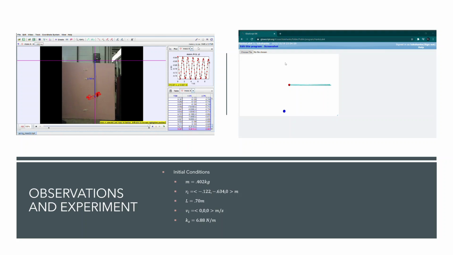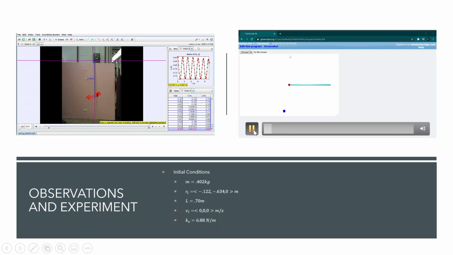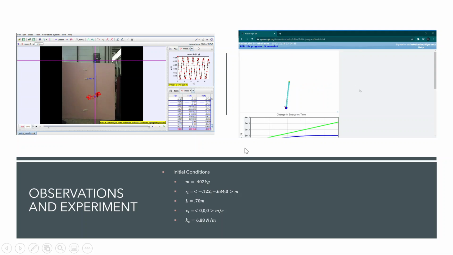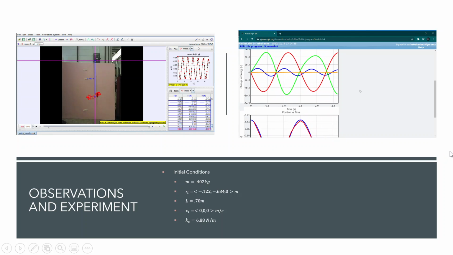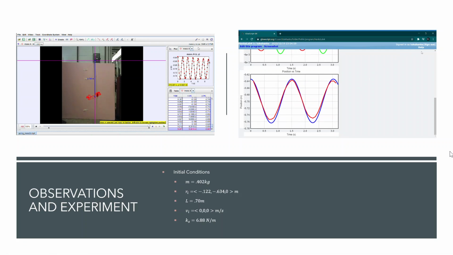Then my L is 0.70 meters. My initial velocity is 0 meters per second for every direction. And then the spring constant I calculated is 6.88 newtons per meter. And then here is my experiment or my model. And then below you can see the graphs it's generating.